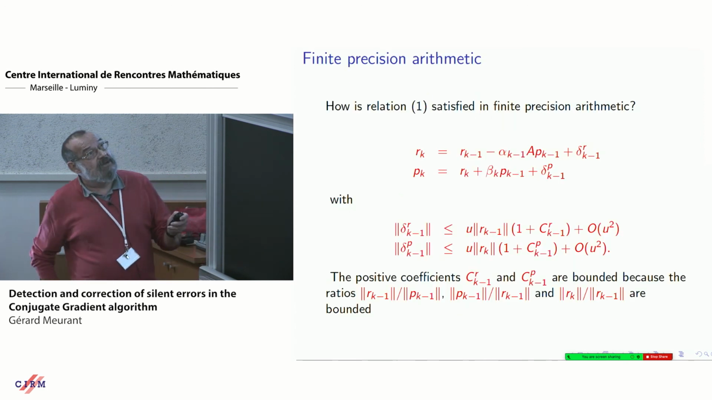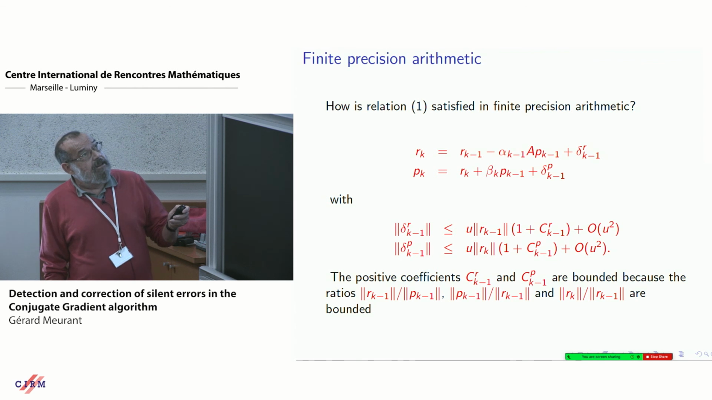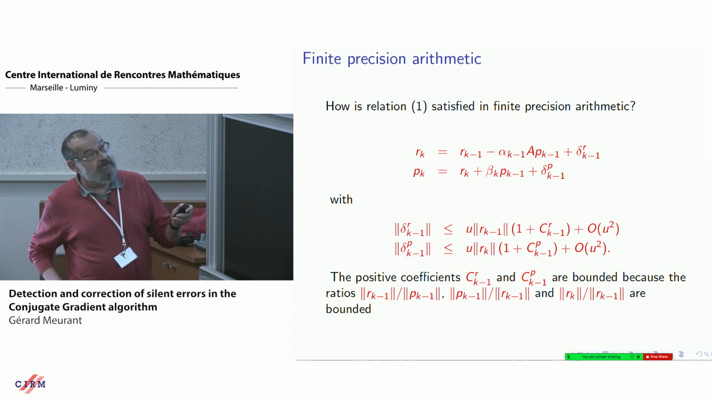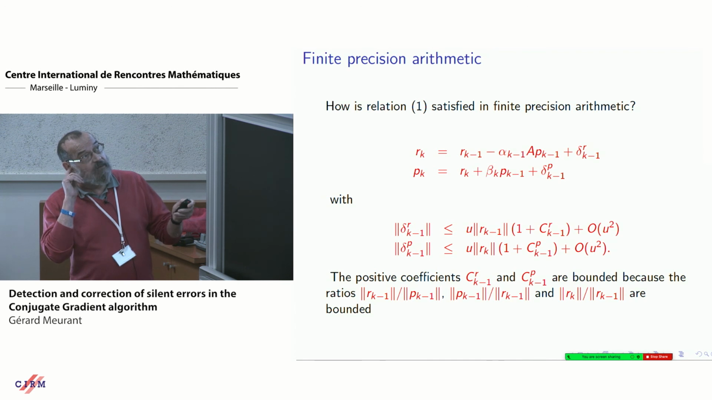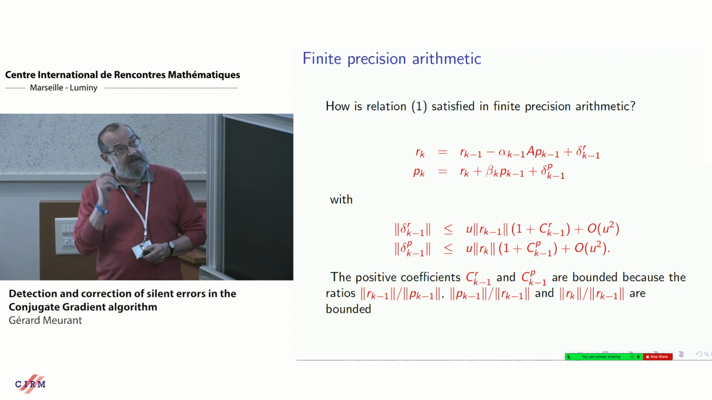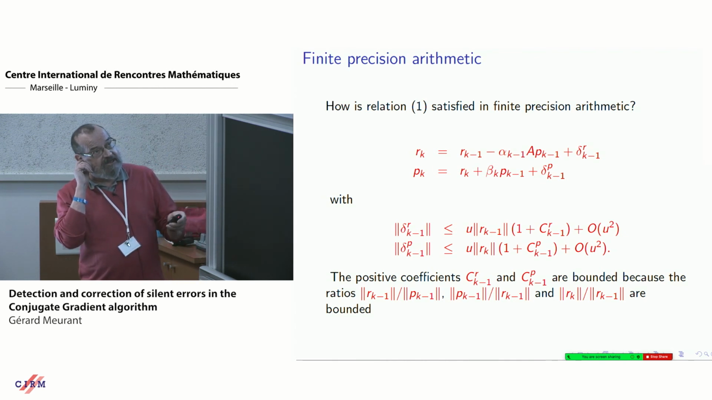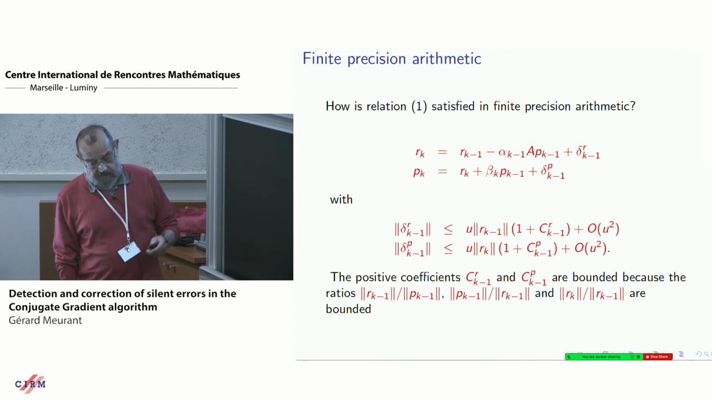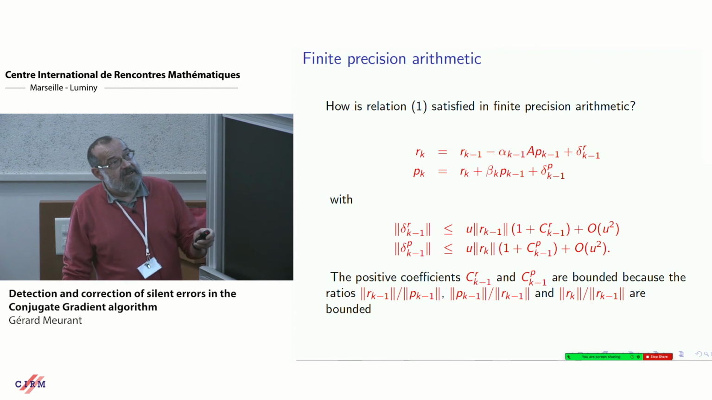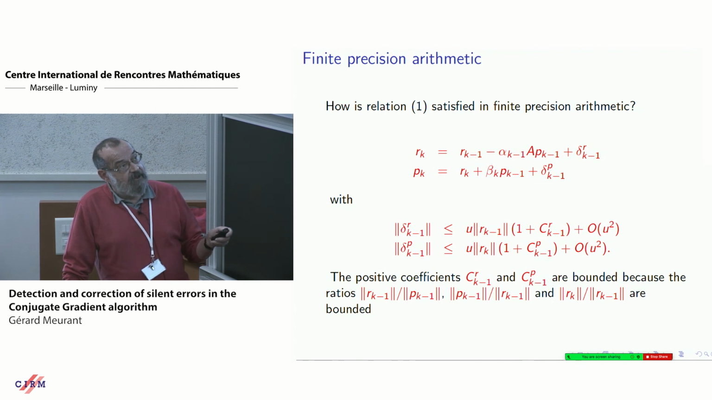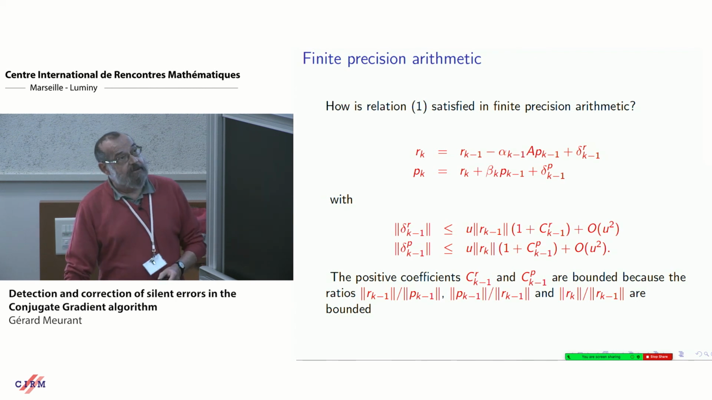So if you look at what happens in finite precision arithmetic, you have the residuals and the descent direction, which are given by this. Now these are the computed quantities, and you have this perturbation due to round-off errors, which can be bounded by these relations, where u is the round-off unit. And these two coefficients, in fact, they are positive and they can be bounded because the ratios of the residual norms and the descent direction norms are in fact bounded.